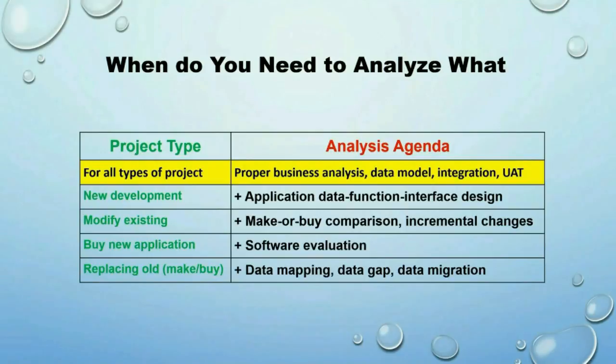Okay, and then there are special items you want to add on to your choices depending on the project type. For example, if it's a new development, you probably need to do a full modeling of the application data, function, and interface design. If you are modifying an existing application, most likely you need to go through a make or buy comparison, and you need to track incremental changes to the requirements. If you're buying a new application from a vendor, then most likely you need to go through a software evaluation in addition to the basic analysis items.